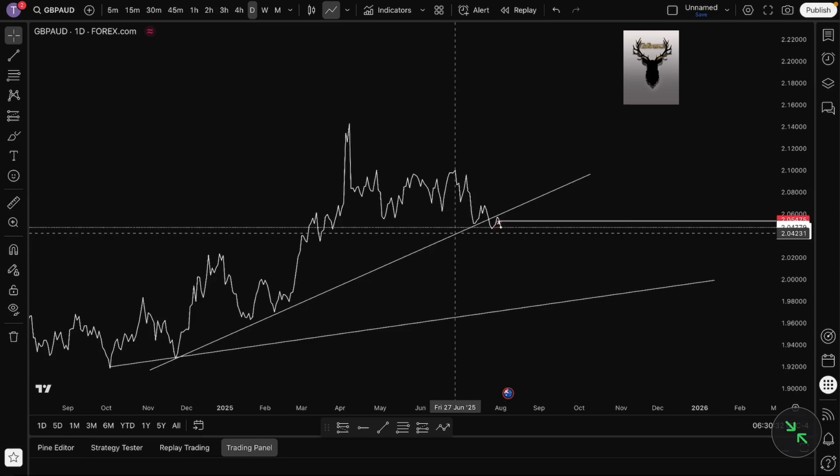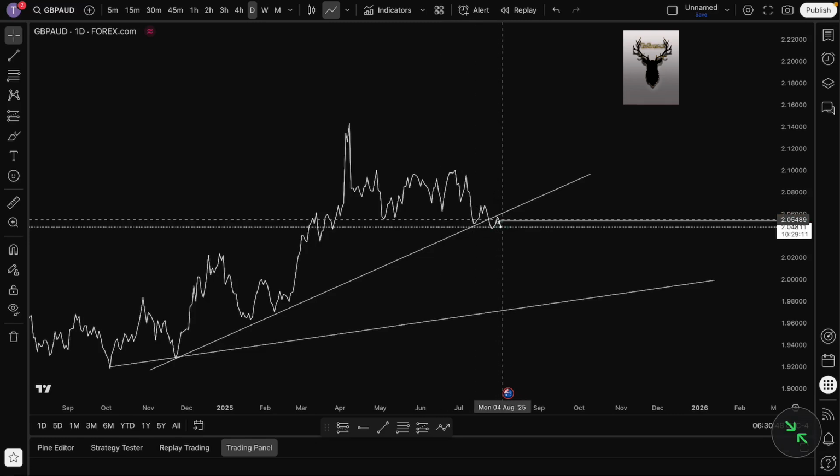So you can see this is the higher time frame, and the higher time frame gives you your storyline. Let me not go too deeply into it.